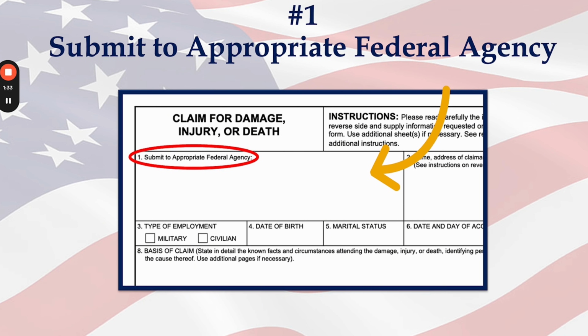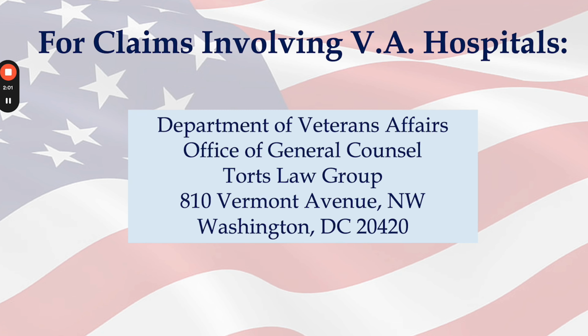Another important thing to note is block number 1, submitting to an appropriate federal agency. In some cases, you can submit it to more than one location with getting it to the right federal agency. But if you get it to the wrong specific location where it should be, even though it can be accepted, they're just going to forward it and it'll add some delay. So the most common places that we submit claims, and that you will as well, is the Department of Veterans Affairs, specifically for medical malpractice that occurs at VA hospitals. This is the address for that.